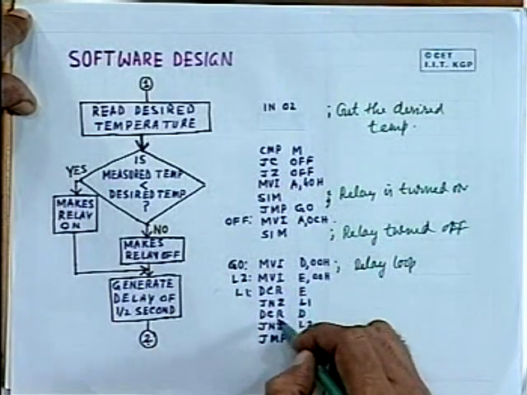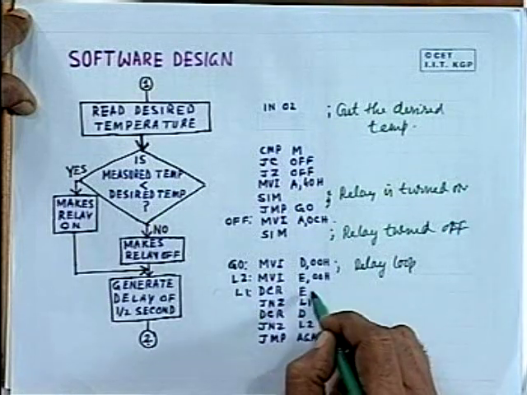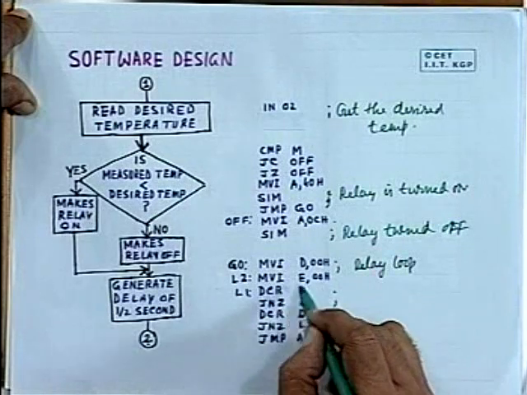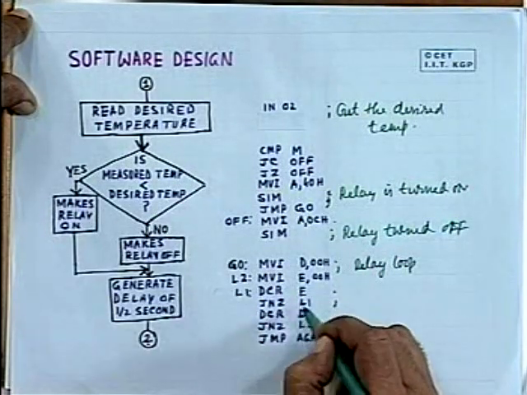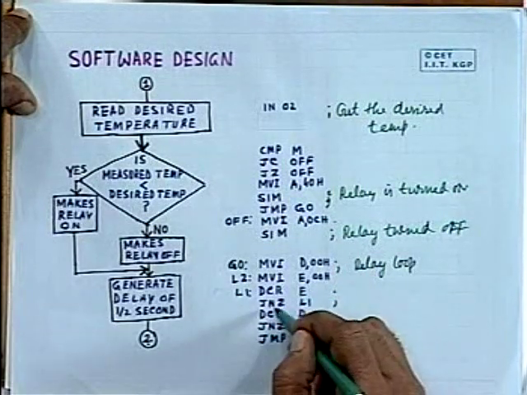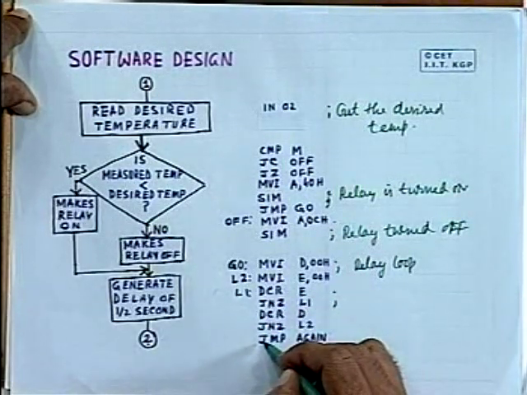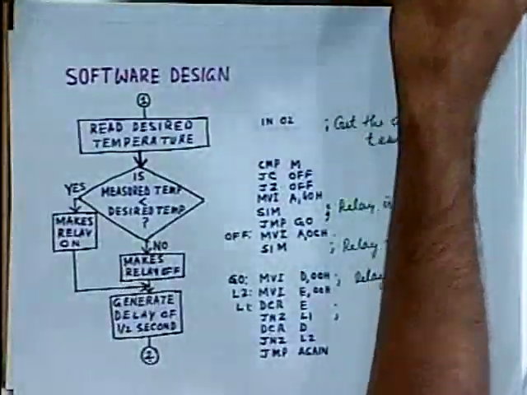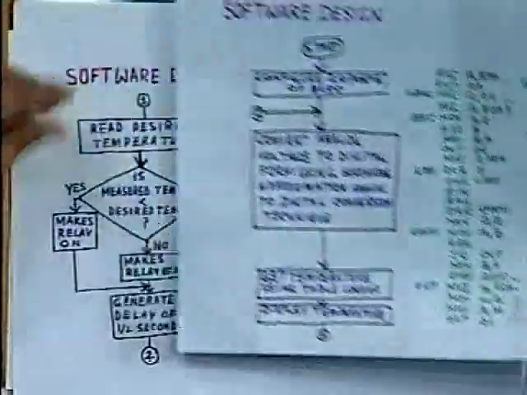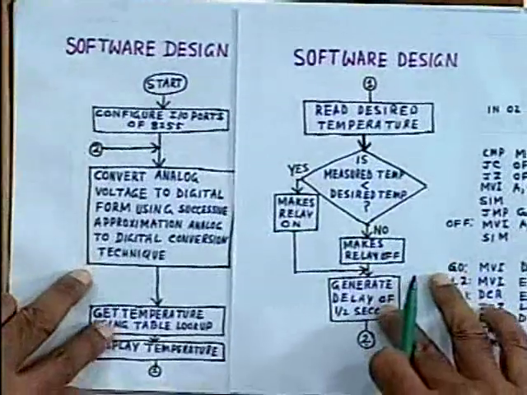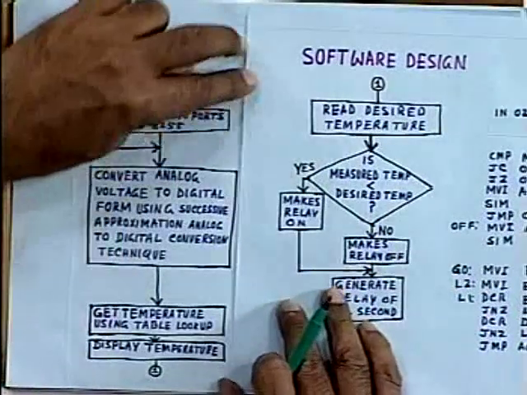We have already explained how delay generation is performed. Here this is the first nested loop, and this is the second nested loop. So L1 and L2, the delay generation is done, and after that it goes back to the original program. So here you see it goes back to the original program, and looping is performed in this manner. I can show it side by side to get the complete picture.